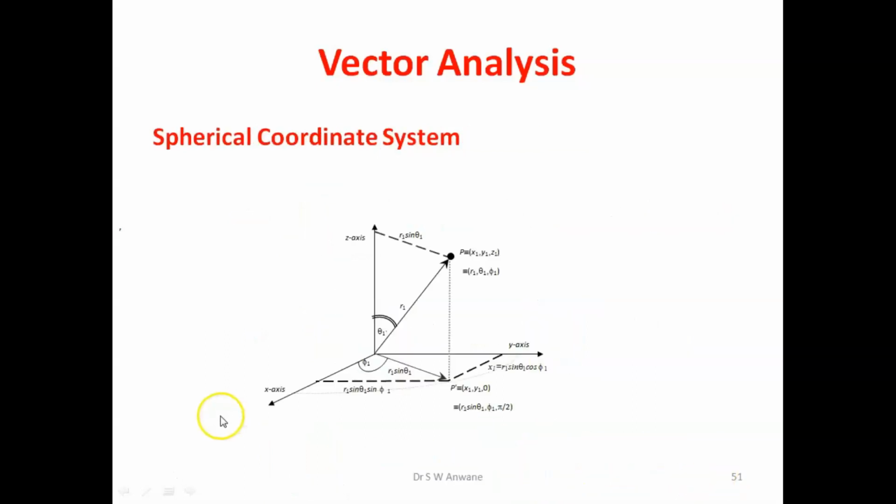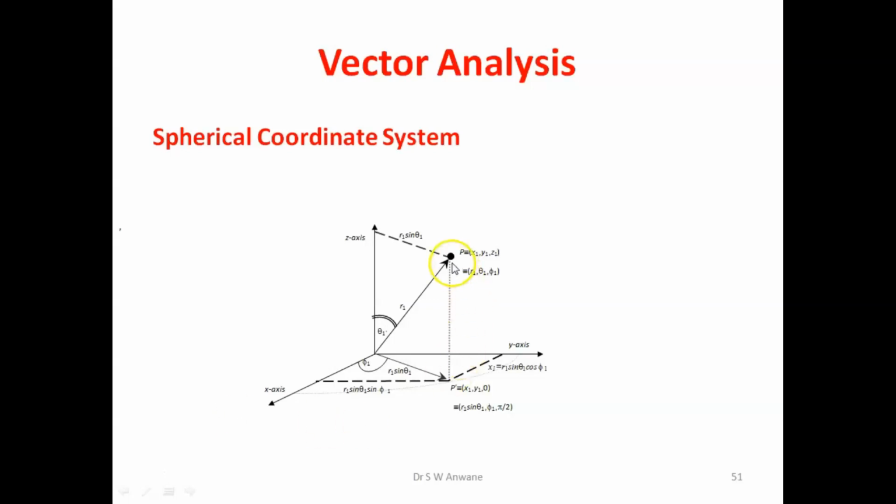Now we are in position to discuss spherical coordinate system, which we are going to use for discussion of Gauss law, and the Gauss divergence theorem we are going to refer with the spherical coordinate system. And the symmetry in the spherical coordinate system is of advantage. That is why we have reached up to this coordinate system.